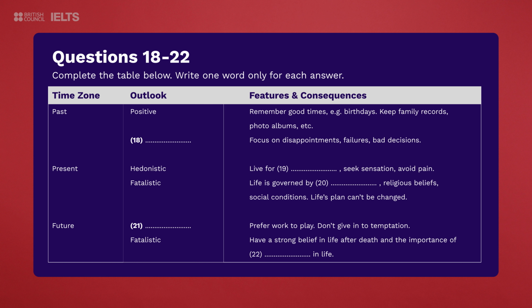A second future-orientated perspective, future fatalistic, is driven by the certainty of life after death and some kind of a judgment day when they will be assessed on how virtuously they have lived and what success they have had in their lives. That is the end of section 4. You now have 15 seconds to check your answers.